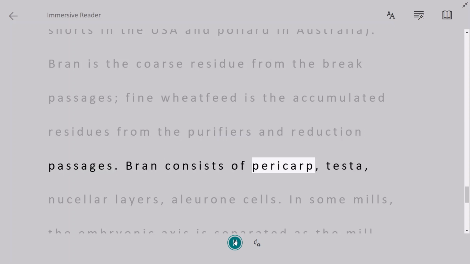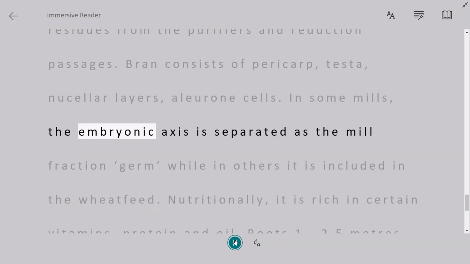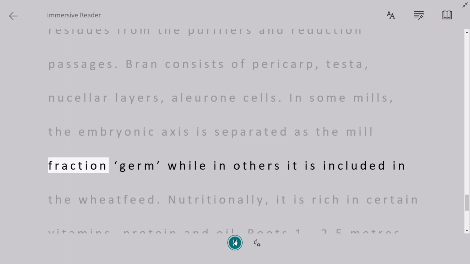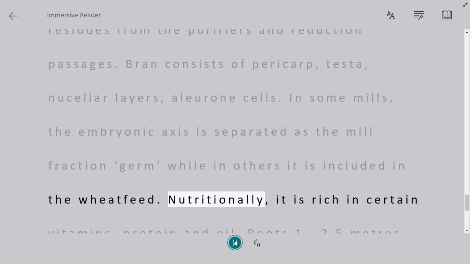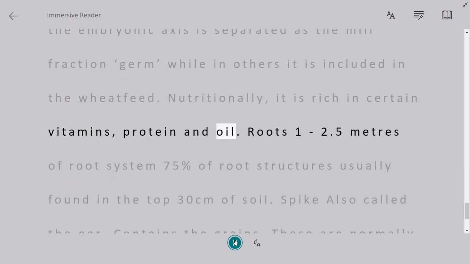Bran consists of pericarp, testa, nucella layers, aleurone cells. In some mills, the embryonic axis is separated as the mill fraction germ, while in others it is included in the wheat feed. Nutritionally, it is rich in certain vitamins, protein, and oil.